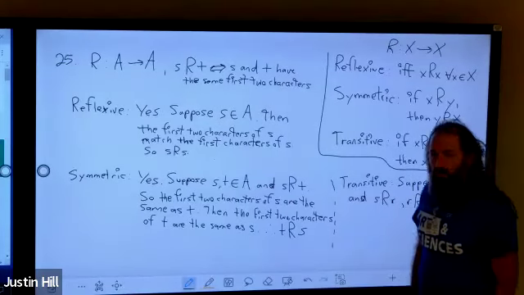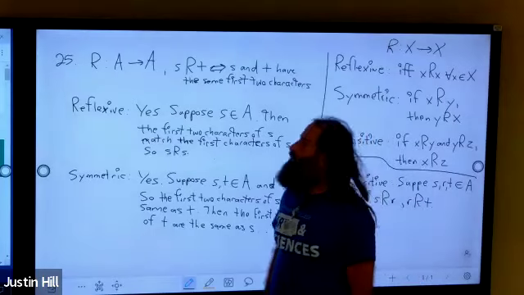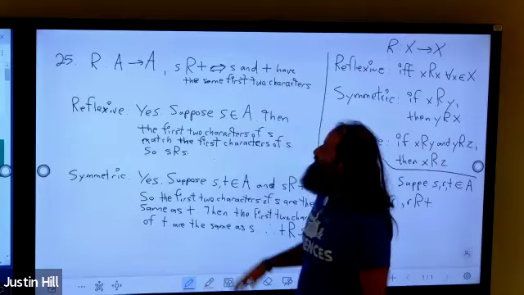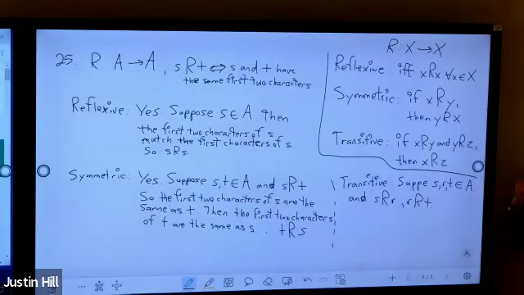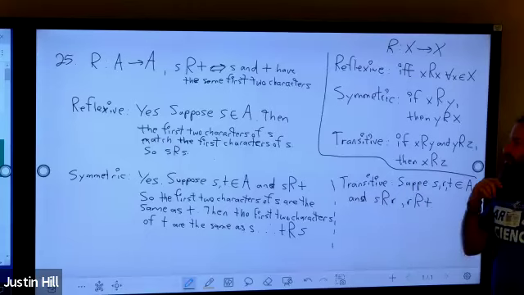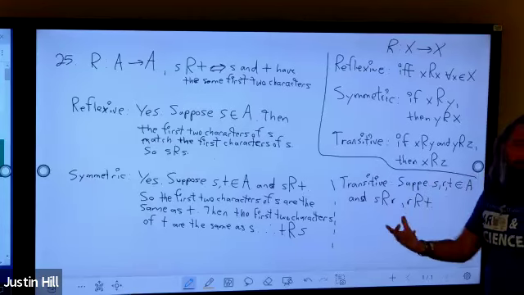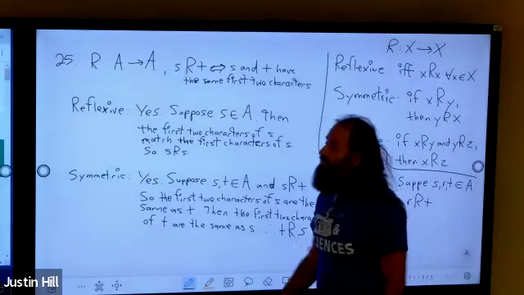Good. So those are a bunch of relations and proving or disproving whether they're reflexive, symmetric, or transitive. Notice this last relation actually had all three properties: reflexive, symmetric, and transitive. So in the next section, we'll look at a lot more relations that have all three properties, because there's something special about them. But we'll see that in the next section.